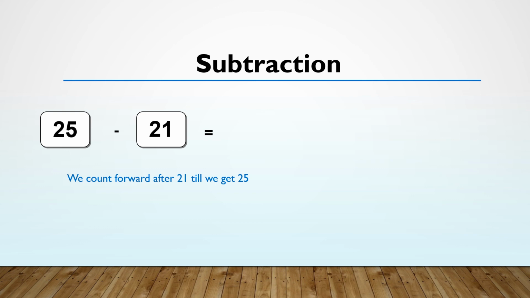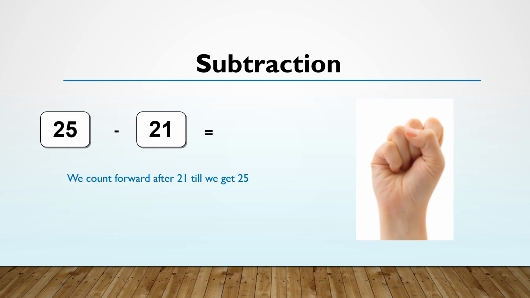Here is the last example. It says 25 minus 21, which means we have to take away 21 from 25. To find the answer, we have to count forward after the smaller number, that is 21, till the bigger number, that is 25. To do so, we have to first make a fist, and as we count forward, we have to open our fingers one by one.